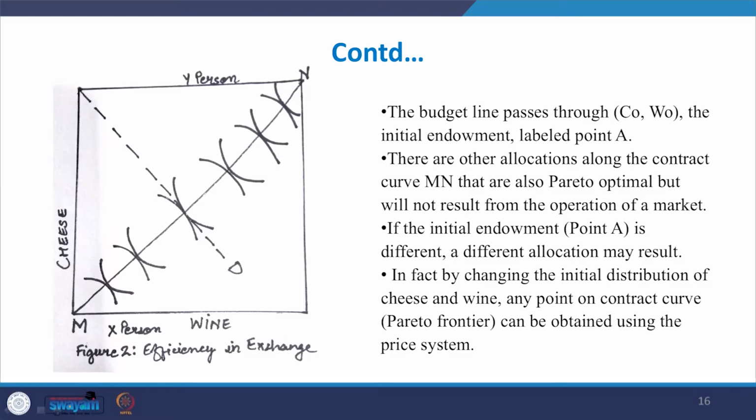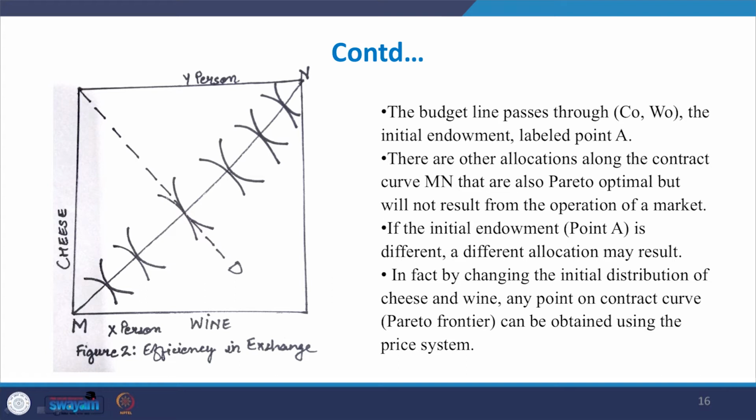So, in this Edgeworth box everything is the same as what we have already discussed, only now we have introduced the budget line, which passes through the initial factor endowment. The initial factor endowments are C0, W0, and they are labeled at point A.